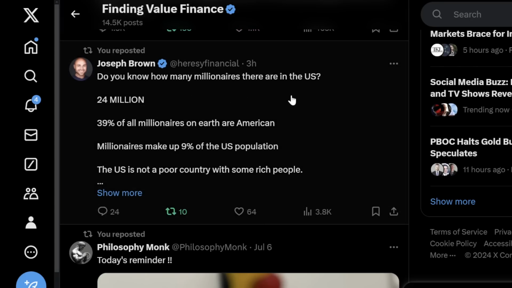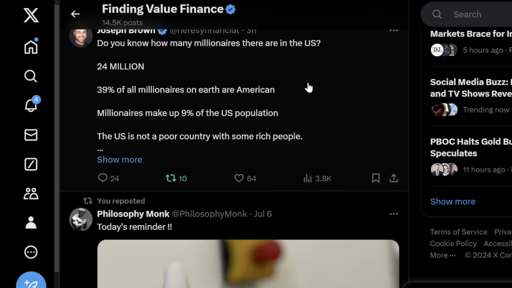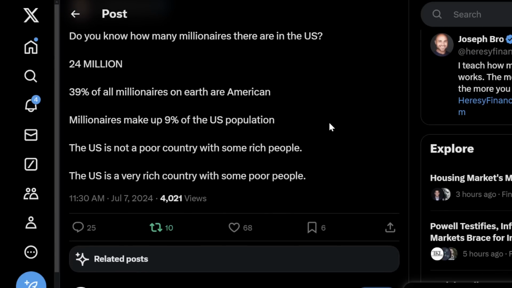Joseph Brown says, do you know how many millionaires there are in the United States? There's 24 million millionaires. 39% of all millionaires on Earth are American. Millionaires make up 99% of the U.S. population. The U.S. is not a poor country with some rich people. The U.S. is a very rich country with some poor people, is what his opinions are there.